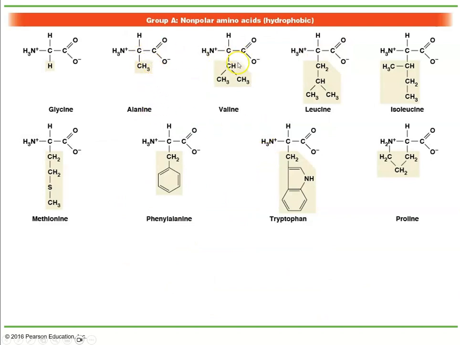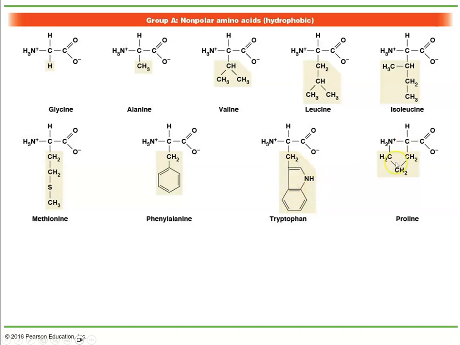We have valine over here, which has 3 carbons in a row. Leucine has the 4 with kind of the V at the end. Isoleucine is like that. Methionine has a sulfur group. Phenylalanine, we have an aromatic ring at the bottom. Tryptophan, a big ring, and also an amine group attached in another ring.